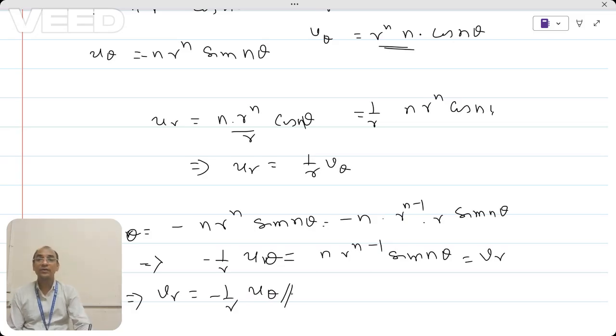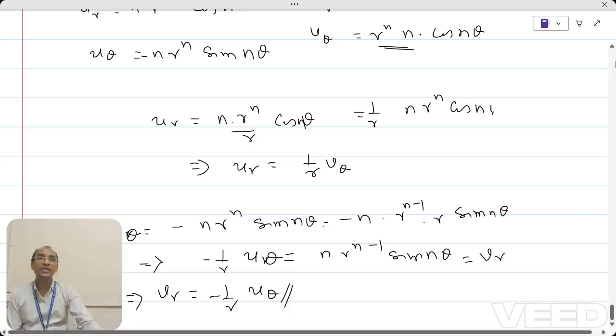So this is the procedure to check the analyticity of a function using the necessary and sufficient condition, or the CR equations. Thank you.